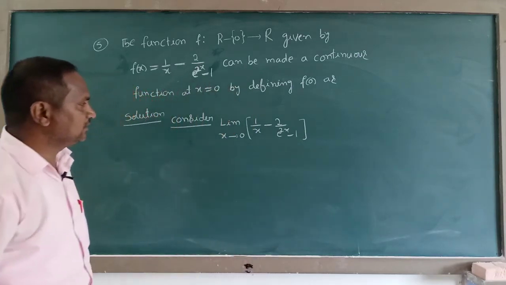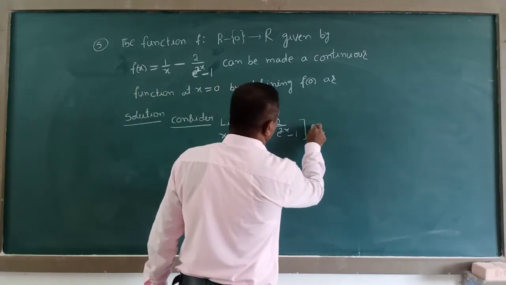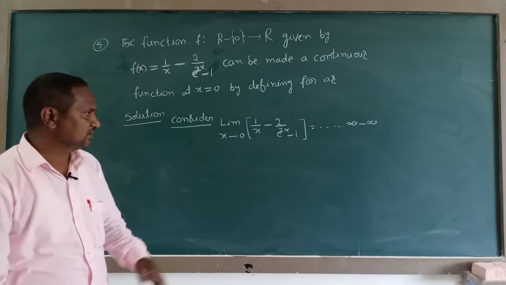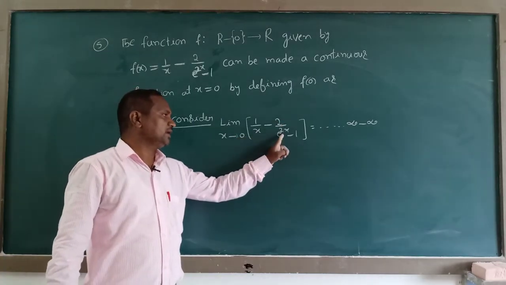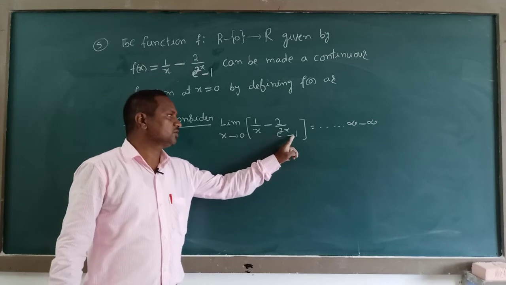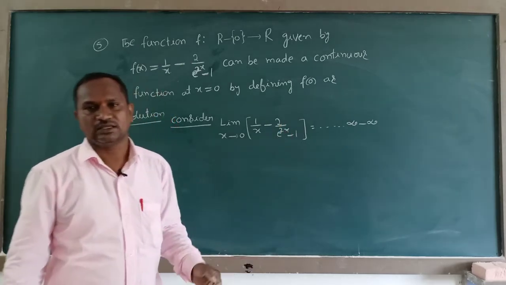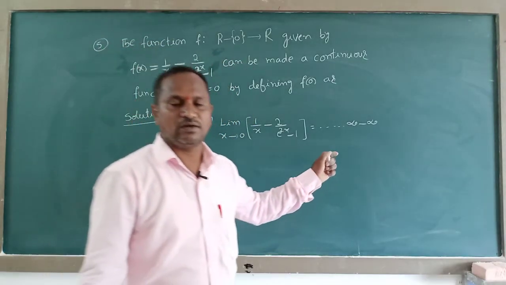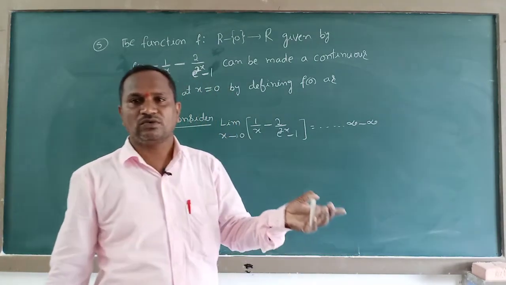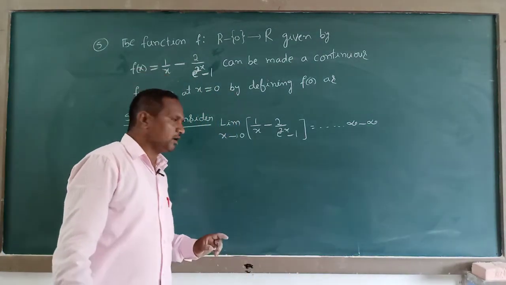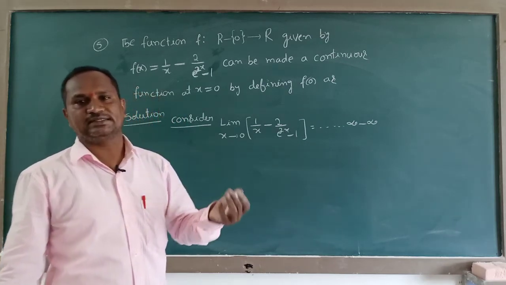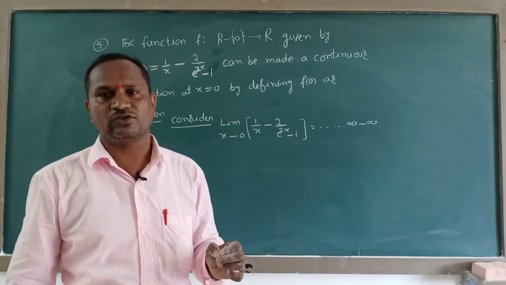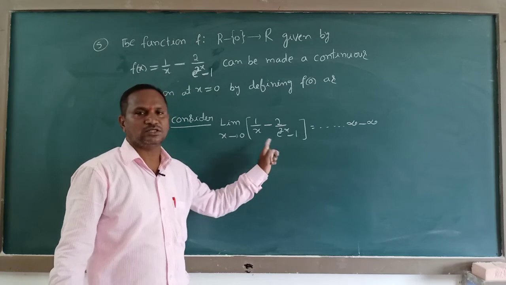If you directly substitute 0 here, it approaches infinity minus infinity, which is an indeterminate term. 1 by 0 is infinity, and 2 by e power 0 minus 1 is 2 by 0, which is also infinity. Some finite value by 0 always becomes infinity. Infinity minus infinity is an indeterminate term. To avoid that, we must apply L'Hospital rule.